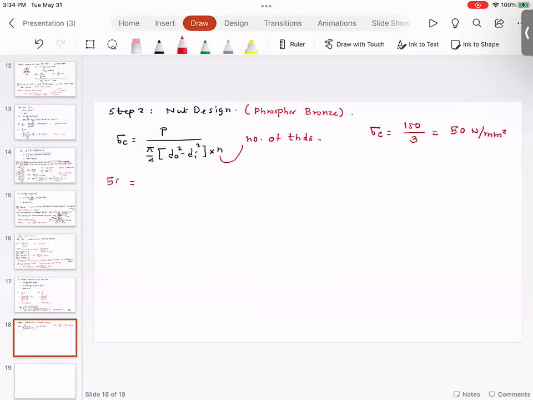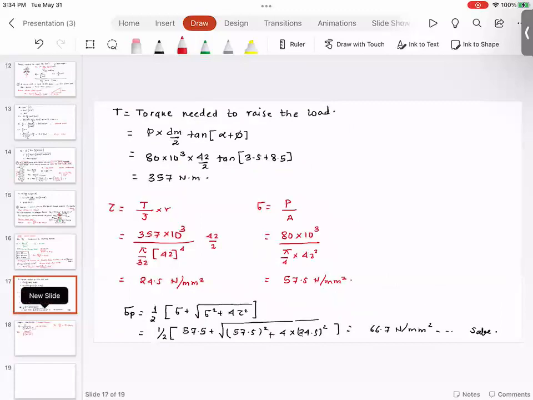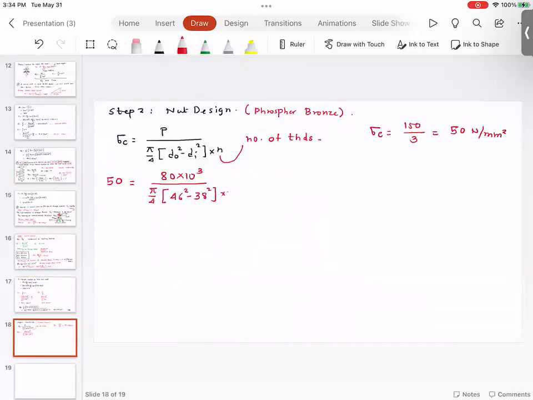I'm going to assume 50 Newton per millimeter square because that's a softer material than steel. So 50, 80, and 46 square minus 38 square, multiplied by n. So n, I got answer 2.4. I'm assuming it to be 3.